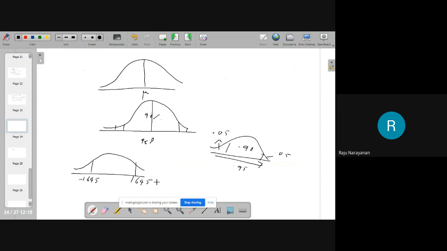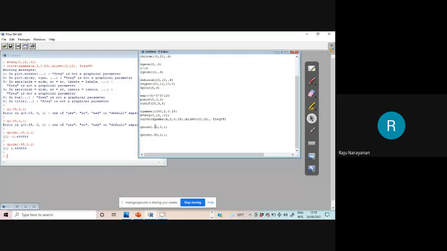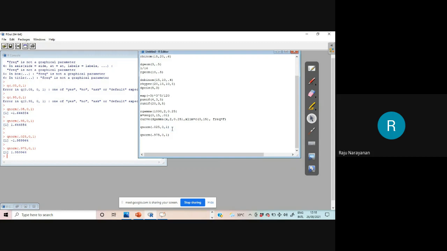Then I want to find the interval for 95% probability. I just change here: this should be 0.025, and this one should be 0.975. That's all. I should get minus 1.96 and plus 1.96. In some books, they are taking it as minus 2 and plus 2. That means 95% of a normal distribution is contained in the interval minus 1.96 and plus 1.96.